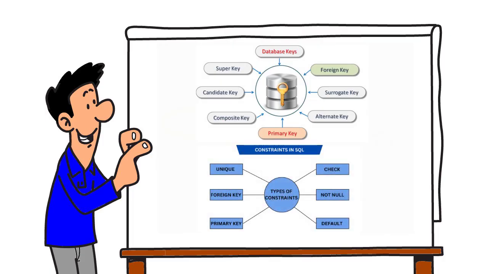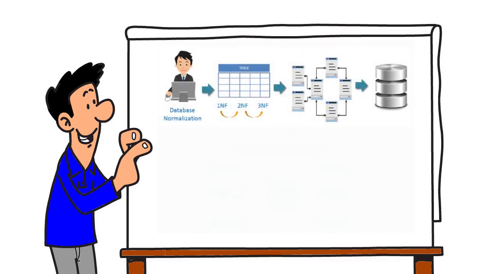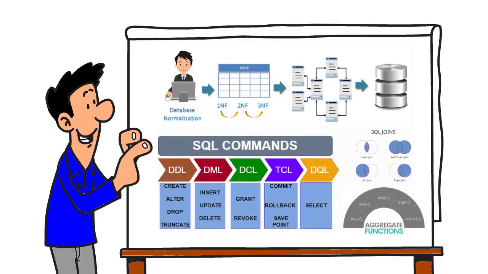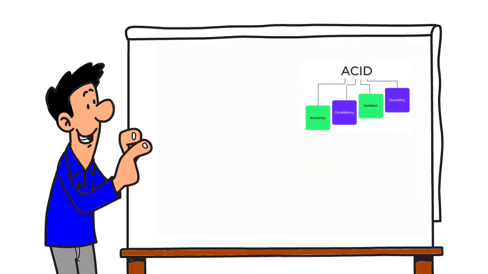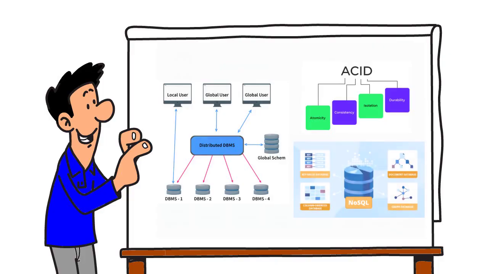We learned how normalization reduces redundancy and maintains integrity. Then, we explored SQL commands, joins, and aggregate functions. We looked at how transactions preserve ACID properties and how concurrency control prevents conflicts. Finally, we touched on distributed databases and the rise of NoSQL systems for large-scale modern applications.